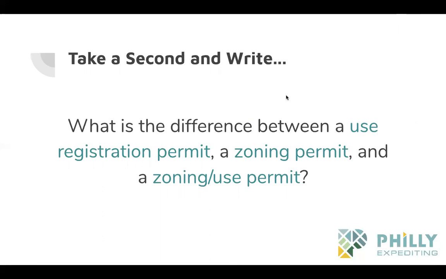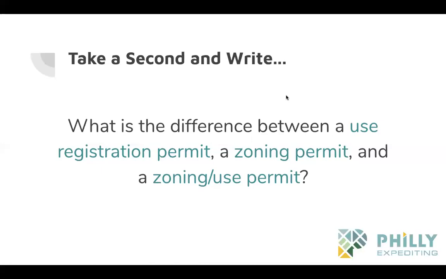Just give you a couple more seconds and we'll talk about it real quick. All right, so Sarah, what do you think the difference is between a use permit, a zoning permit, and a zoning use permit? So I think a use permit is when you're changing the use of something that used to be something else. A zoning permit is, in my opinion, when you're trying to change the zone of the building or if you're subdividing something. So one thing is changing the actual building, not the use of it.